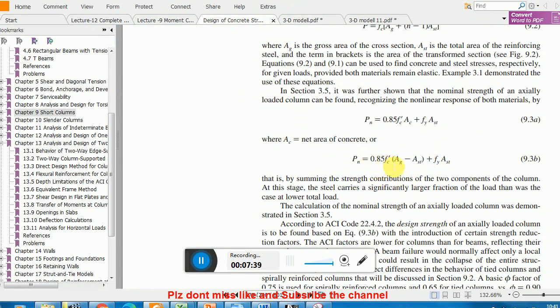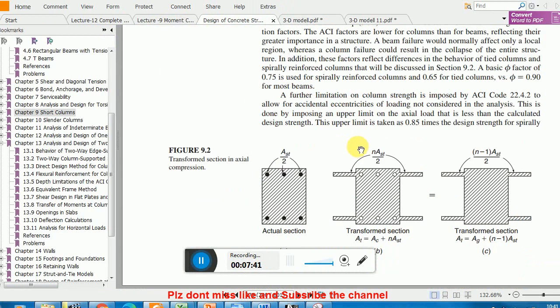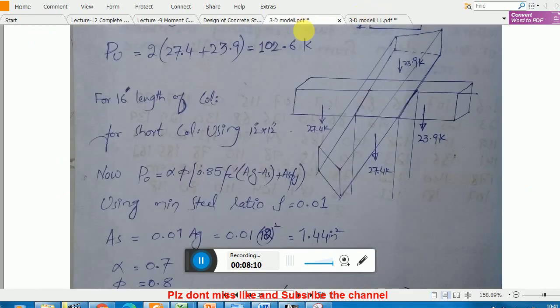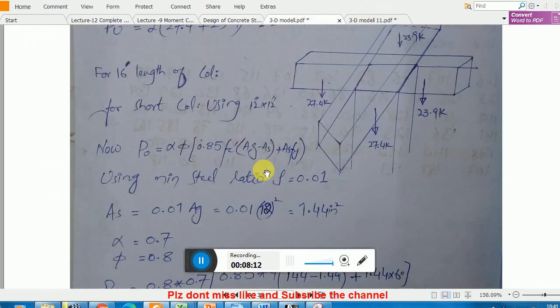Okay, and 0.85 is the alpha factor, and remember 0.85 is used for spiral, while 0.80 is used for tied column alpha value. Phi value is 0.75 for tied column and 0.65 for spiral column. Sorry, 0.75 for spiral and 0.65 for tied column. Okay, but here I am using a little bit larger value.